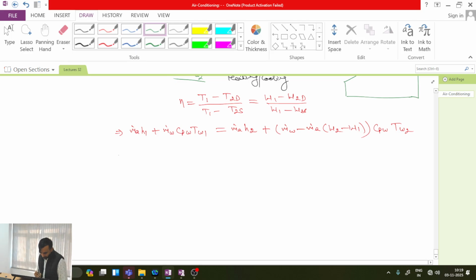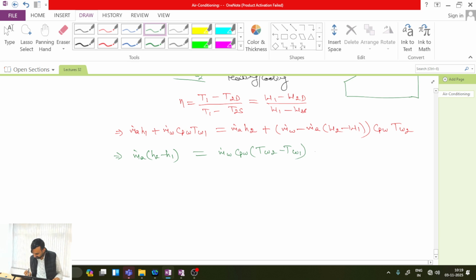Now, from this, if I do a little bit of algebraic manipulation, I will find m dot A into H2 minus H1 will be equal to m dot W into CPW into TW2 minus TW1, minus m dot A into W2 minus W1 into CPW TW2. Up to this point, anyone is having any doubt? All are clear with this point?